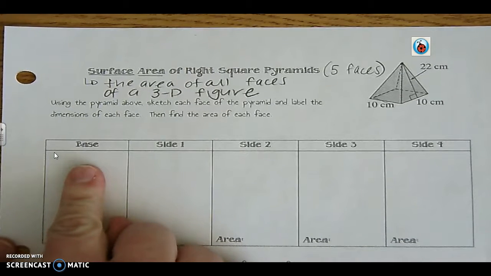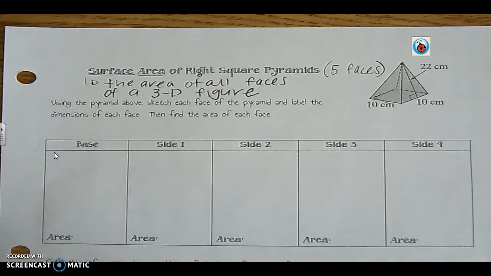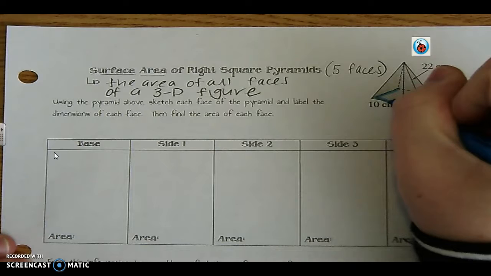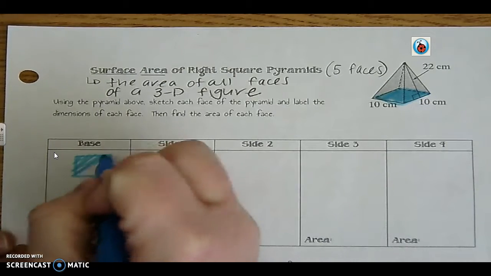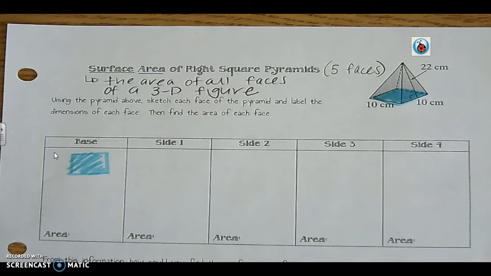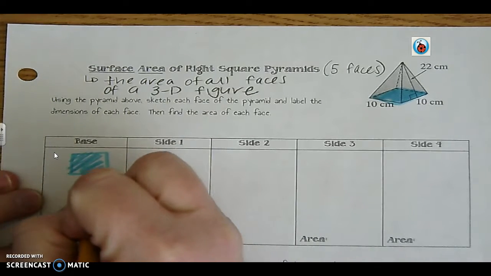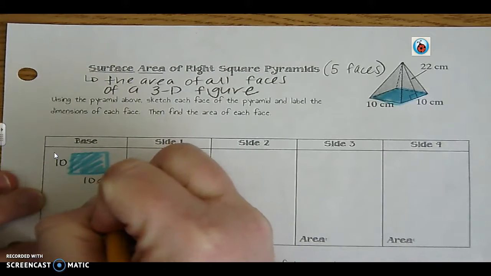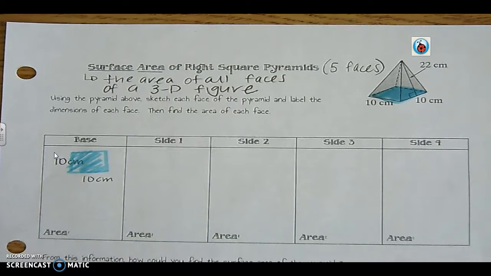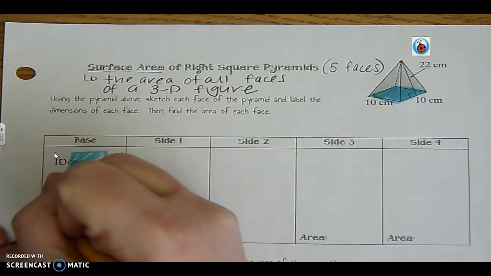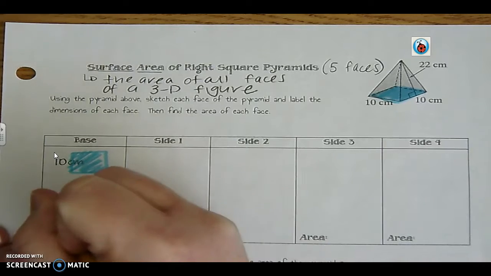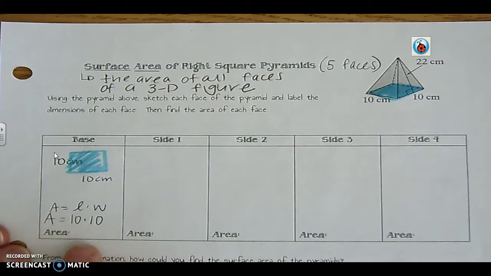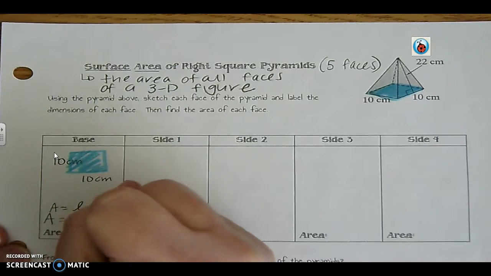So we want to start with the base when we're finding surface area. So that's what I'm going to look at first. The base here, I'm outlining in blue, and I'm going to sketch what it looks like on my paper. We are only going to do square pyramids, which means that both dimensions are going to be the same. So each length and width is 10 centimeters because we're using a square and all sides are the same in a square. So to find the area of a square, I multiply length times width, and since it's 10 and 10, the area of the base is 100 centimeters squared.